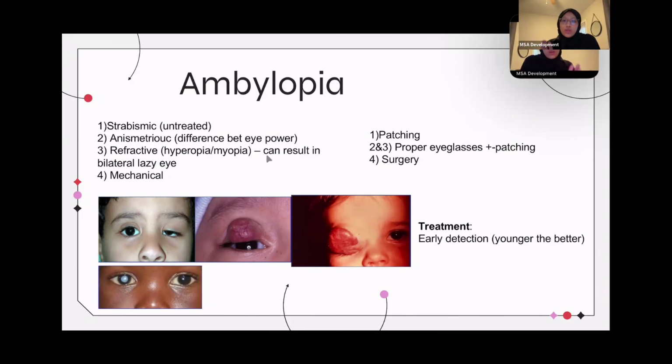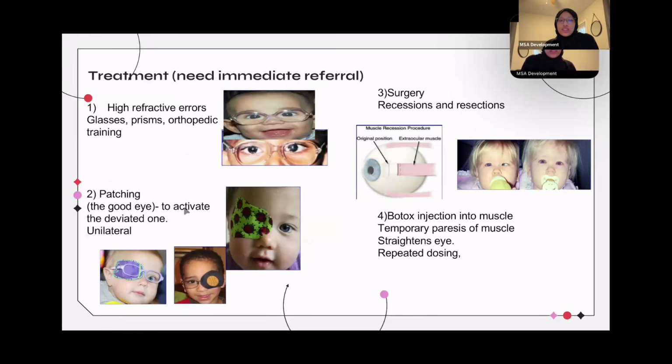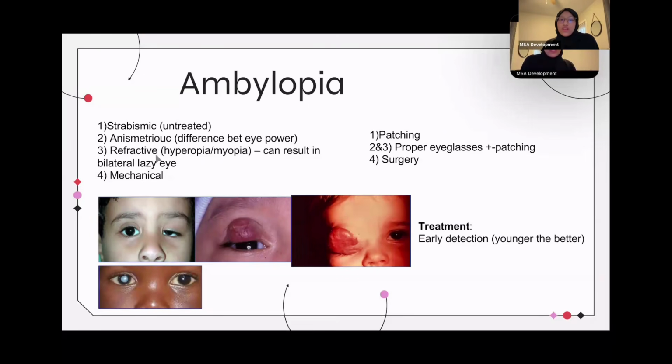What is the treatment for amblyopia, or how do you prevent it? The previous was treatment for strabismus; this is treatment for amblyopia. First, if it's a deviation problem, put a patch on. If it's a refractive problem, put eyeglasses plus or minus a patch. It's the same thing. If there is an error in the vision, they cannot see far or near, put eyeglasses and patching to prevent lazy eye. If it's mechanical, do surgery to remove the mechanical obstruction.